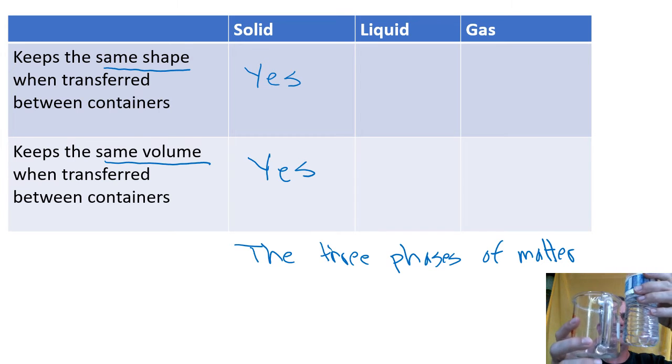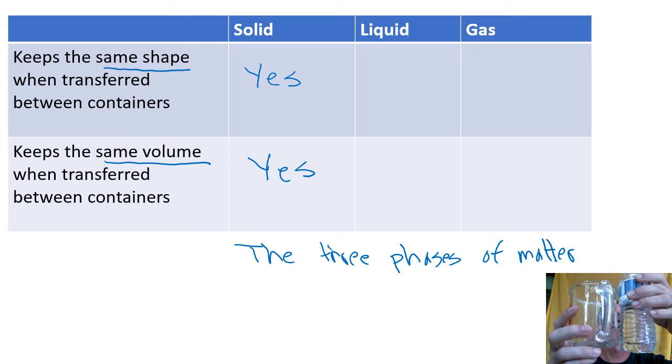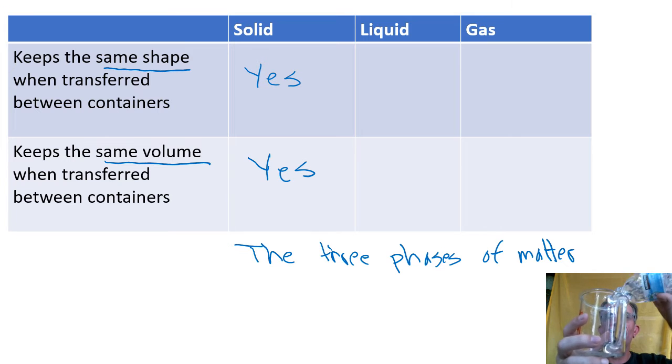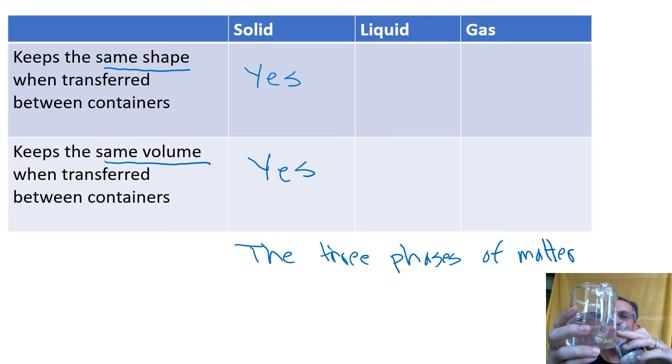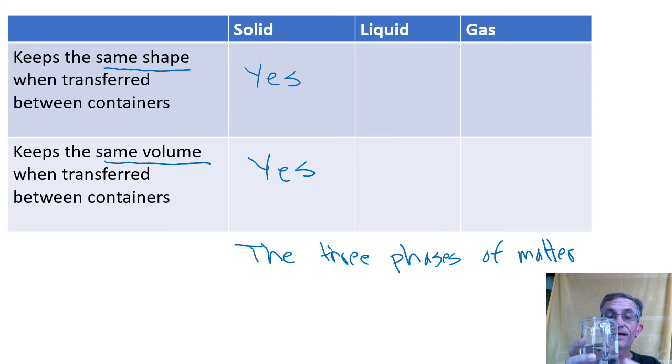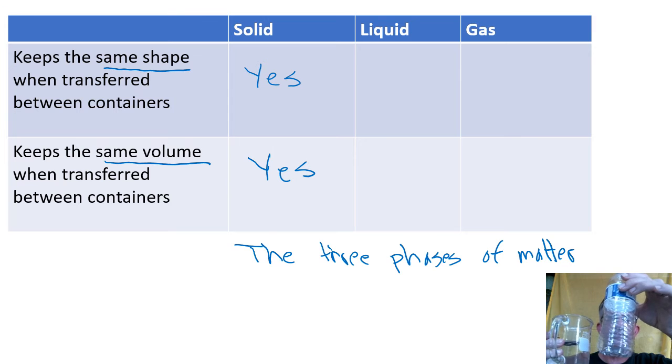Well, over here, before we do it, it's maybe 4 or 5 inches tall in this bottle. If I move it over here, all of a sudden, instead of being 5 inches tall, it only goes up an inch or two, because the beaker's wider. So it doesn't keep the same shape. It actually changes shape. If you put it in a tall, skinny container, it's going to be tall and skinny. You pour it into a rounder, shorter container, it'll be short and round.